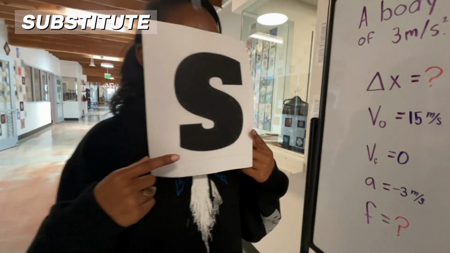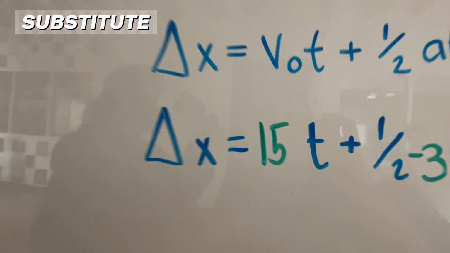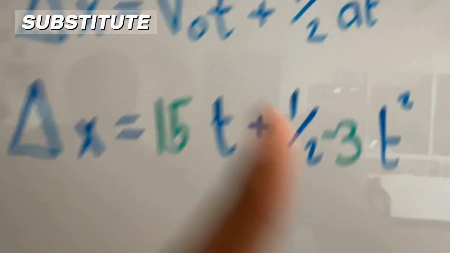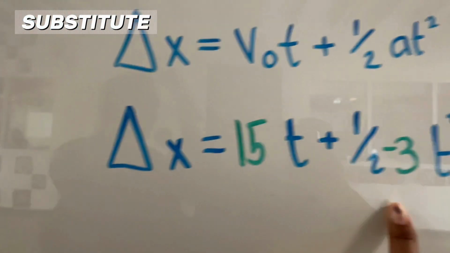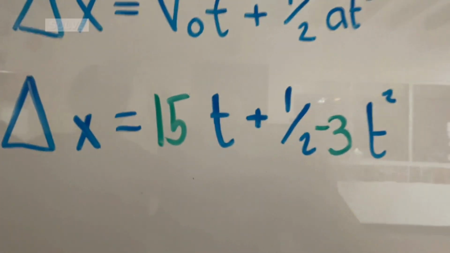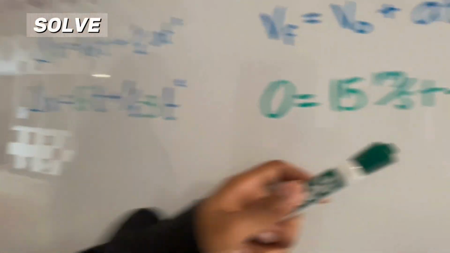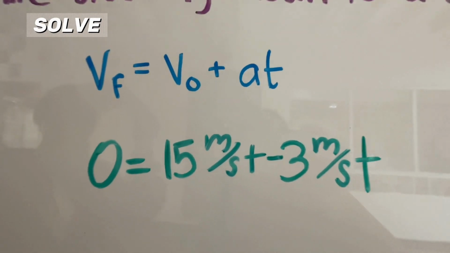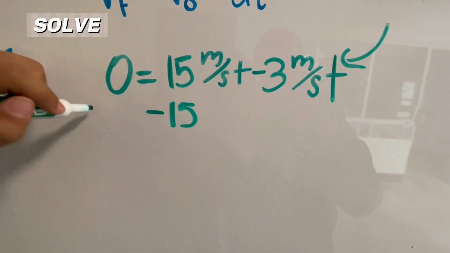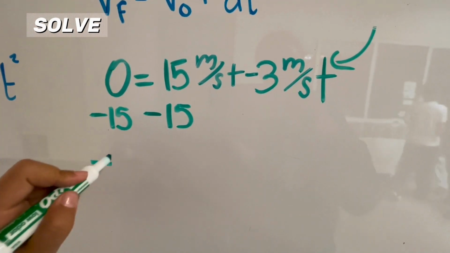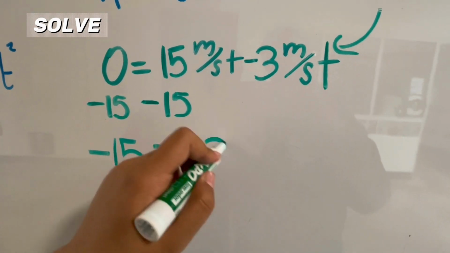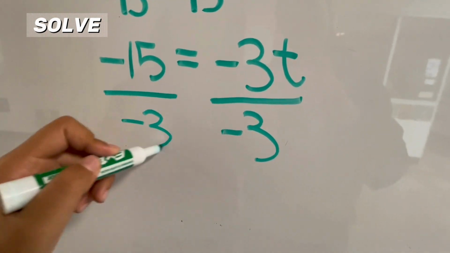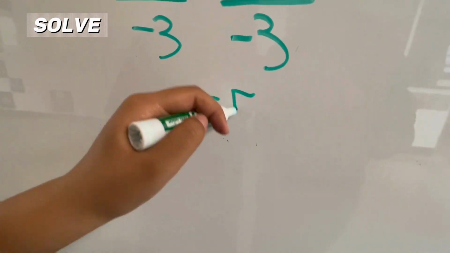It's time to substitute. First, we substitute in 15 meters per second for V0 and then negative 3 meters per second squared for a in our first equation. Now it's time to solve. Since we can't figure out this one, we must do this equation first. Our answer is t equals 5.